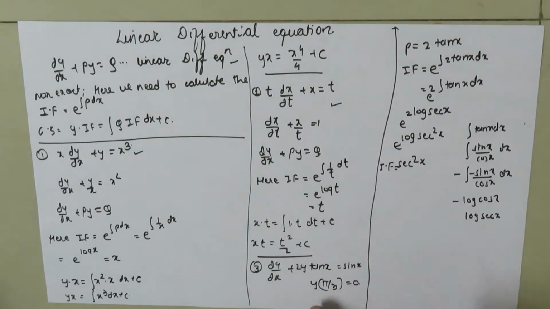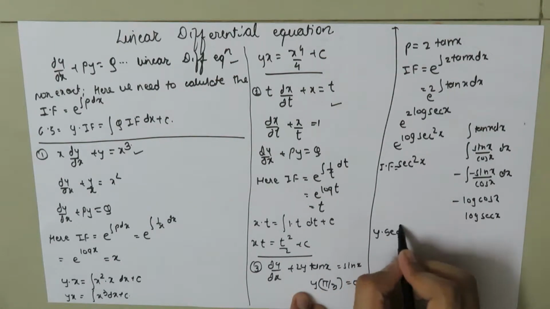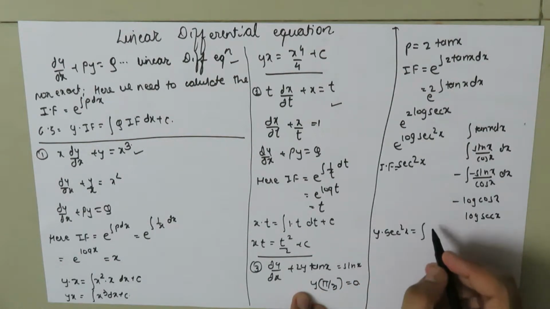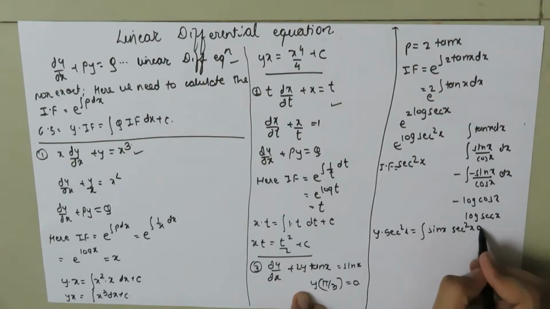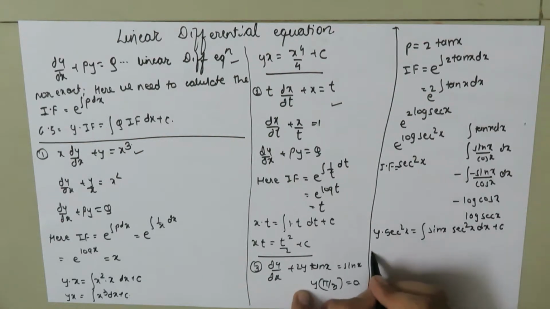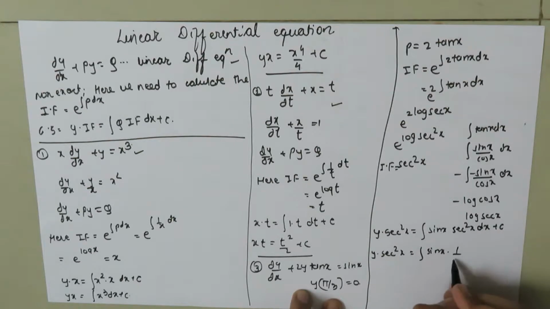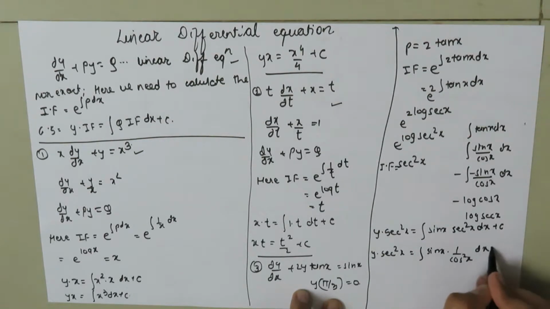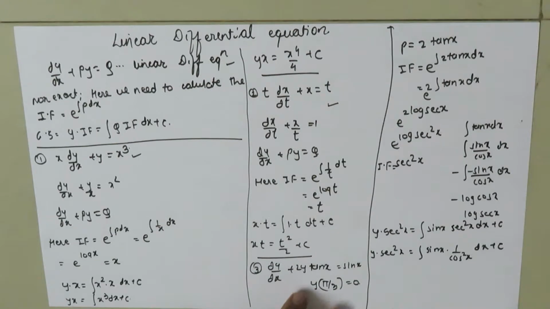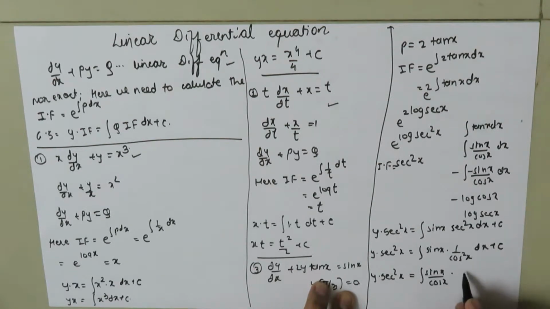and the general solution will be y into integrating factor, which will be equal to indefinite integral of q into integrating factor times dx plus c. So y into sec square x will be equal to integration of sin x times 1 upon cos square x dx plus c, and y times sec square x will be equal to integration of sin x upon cos x times 1 upon cos x dx plus c.